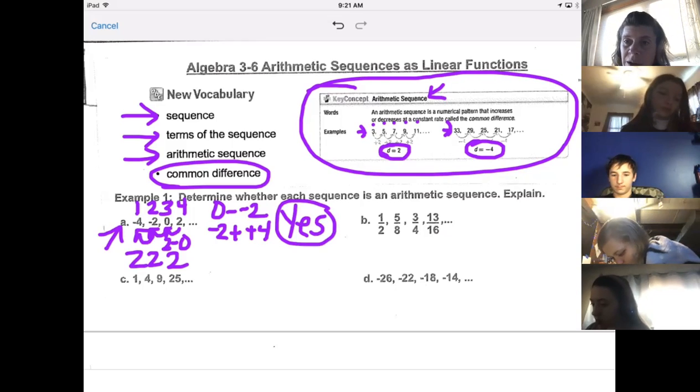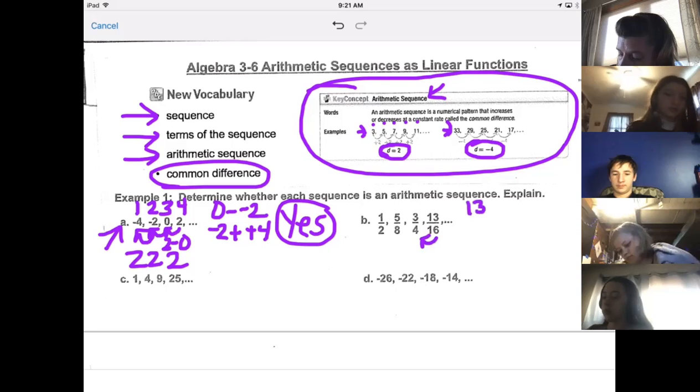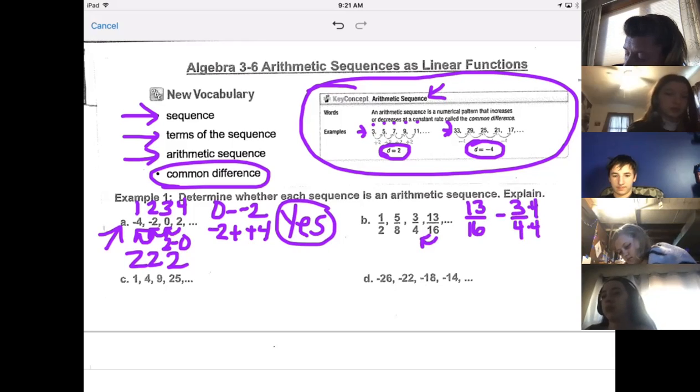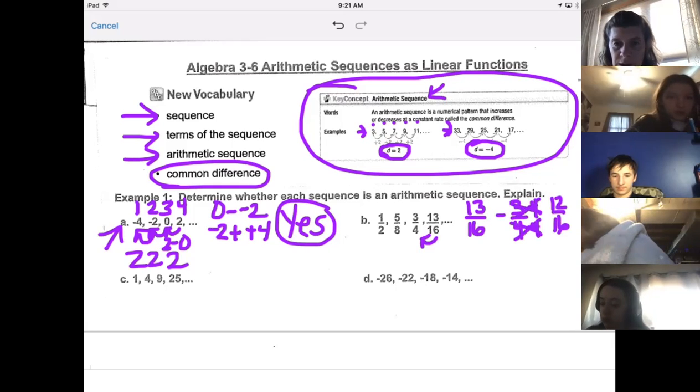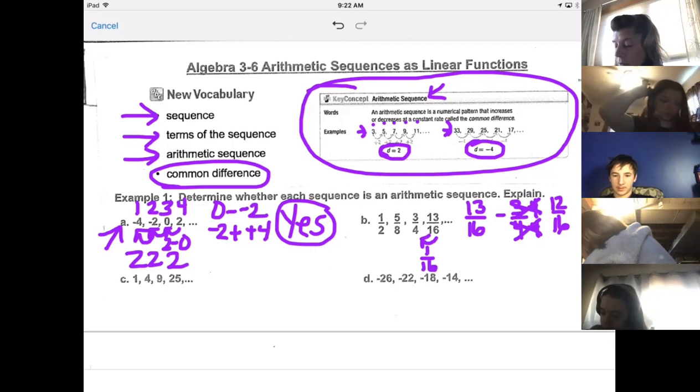So letter B, that's a doozy. We got fractions. Ew. That's why we use calculators, right? So what we're going to do is take 13/16 and subtract 3/4 from it. 3/4 is really 12/16, isn't it? So 13/16 minus 12/16 is 1/16, correct? Or we can just use a calculator. I don't have a calculator handy, so I got to do it by hand.